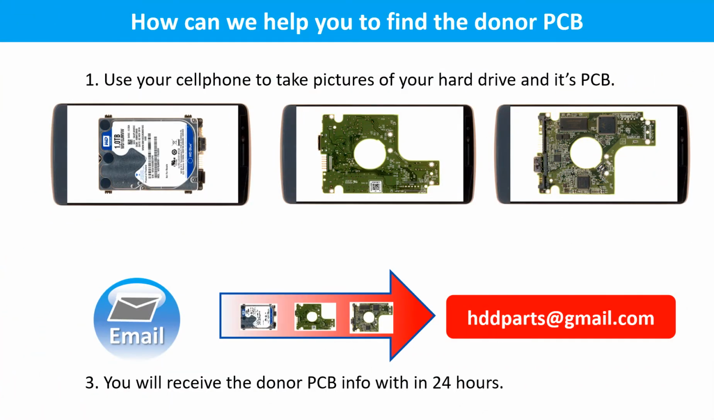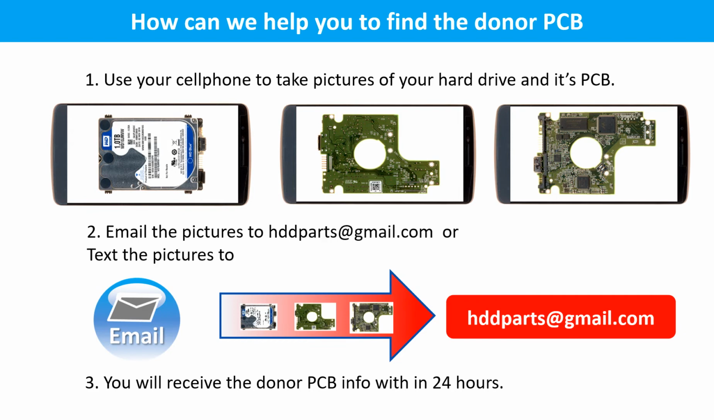How can we help you to find the donor PCB? 1. Use your cell phone to take pictures of your hard drive and the PCB. 2. Email the pictures to hddparts@gmail.com or text the pictures to 604-762-6359. You will receive the donor PCB information as soon as we can.